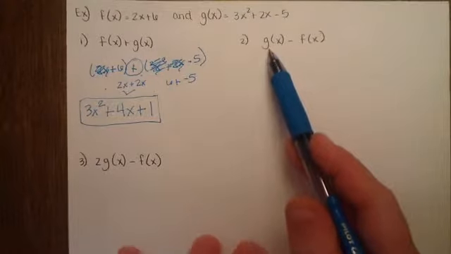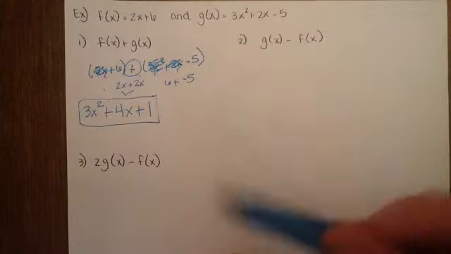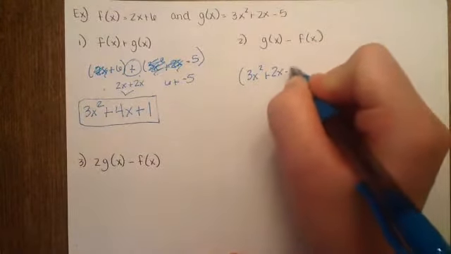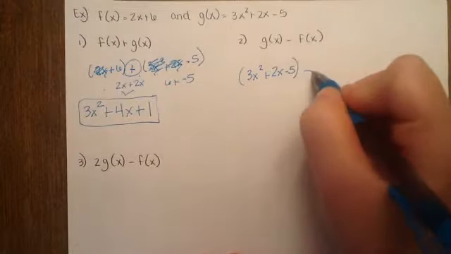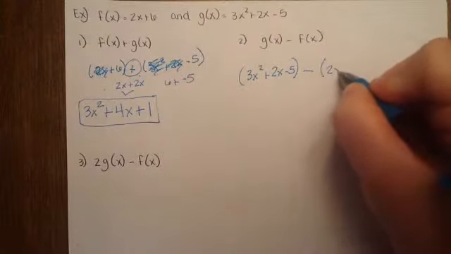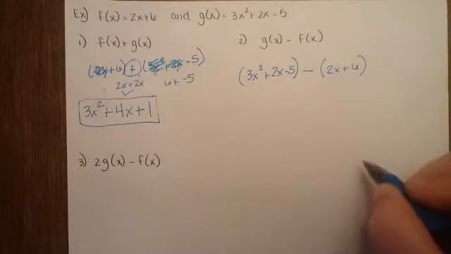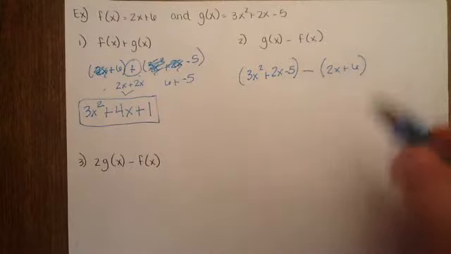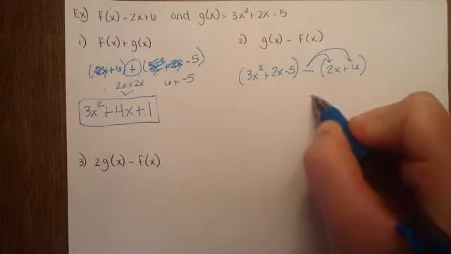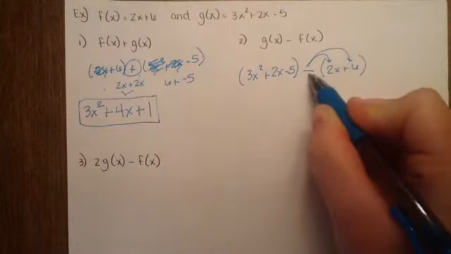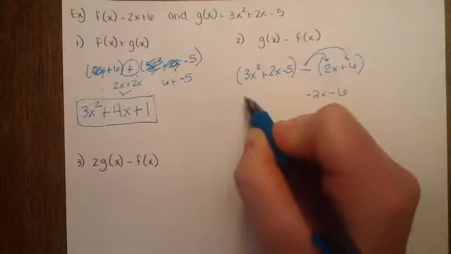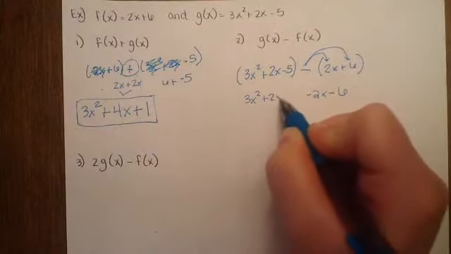Alright, let's list it out. G of x, what are we going to put in place of g of x? 3x squared plus 2x minus 5. And in between them, it's a minus. And f of x, in parentheses, is 2x plus 6. What's the first thing you need to do on a minus problem? Distribute the minus. When I distribute the minus, what does this become? Minus 2x. Negative times a positive, minus 6. Bring down this piece.